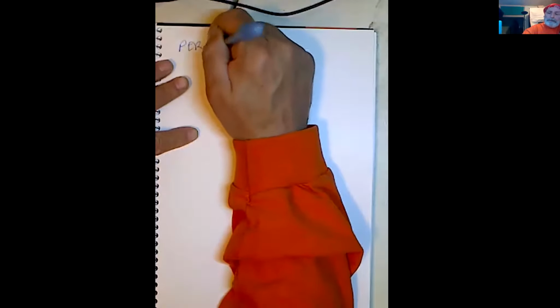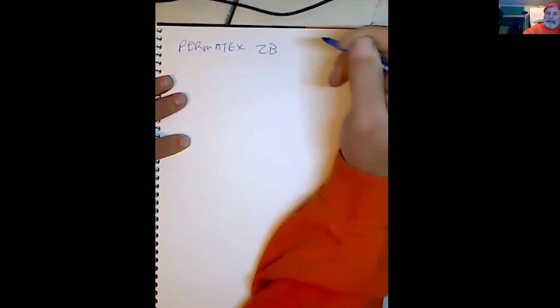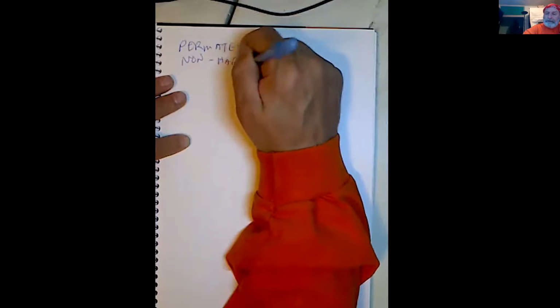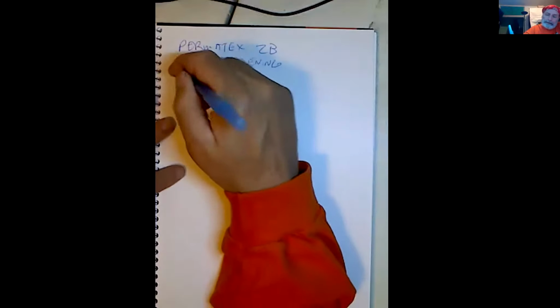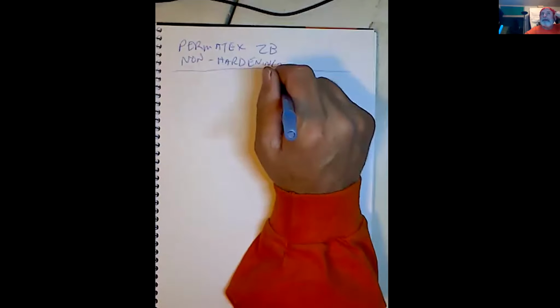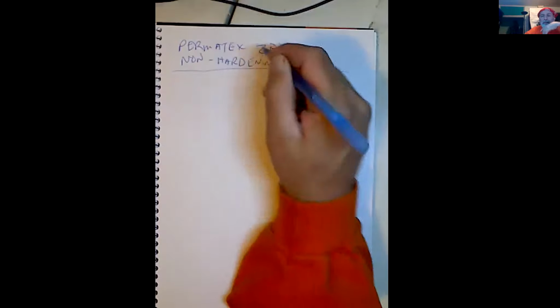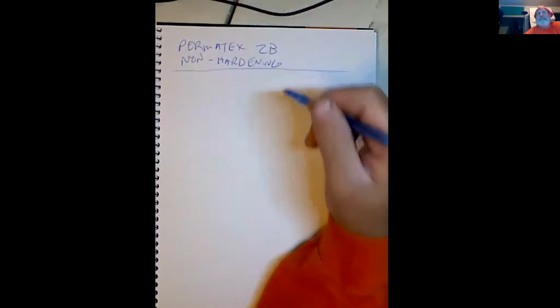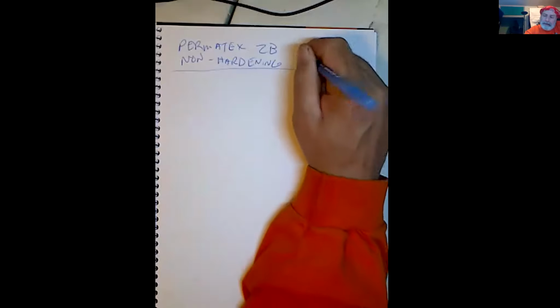So here's what you want to use. Permatex 2B, which is non-hardening. Don't get the stuff that gets hard. Get this stuff. I've used it for 40 years and I've never had a failure, and that's huge. I think they changed the part number on it, so it's maybe not 2B anymore. Whatever it is, get the Permatex non-hardening, and it's going to be brown.